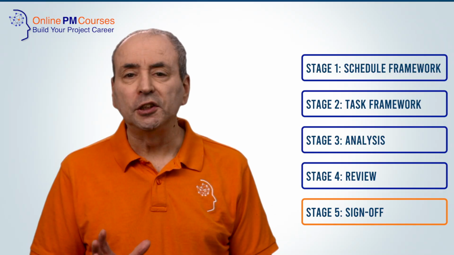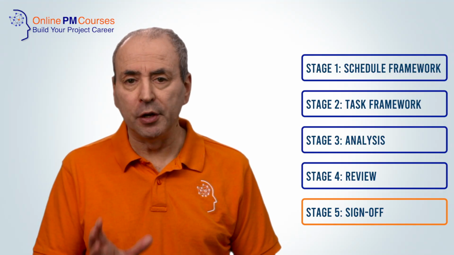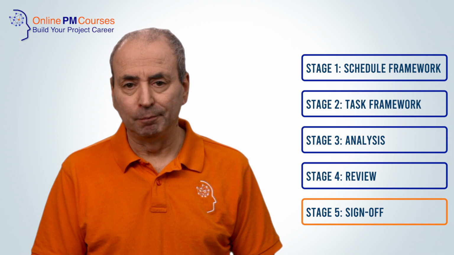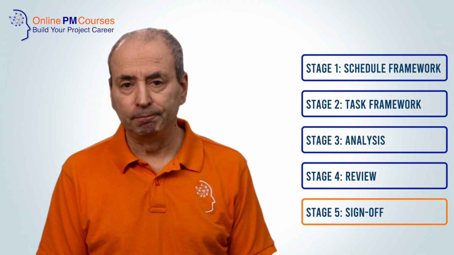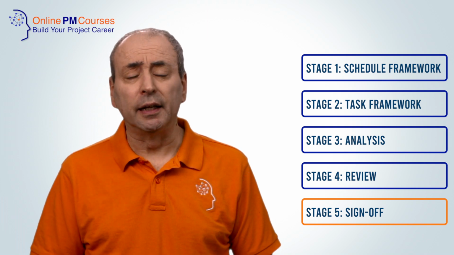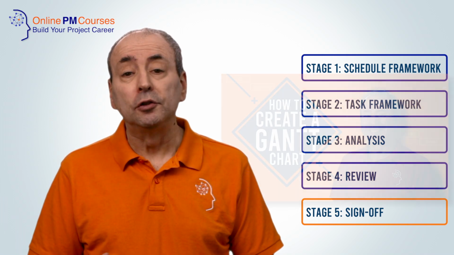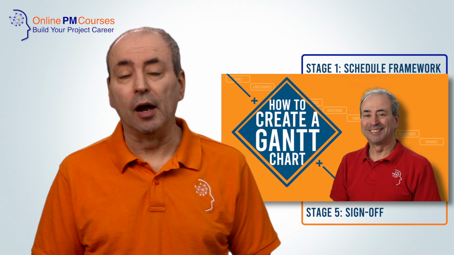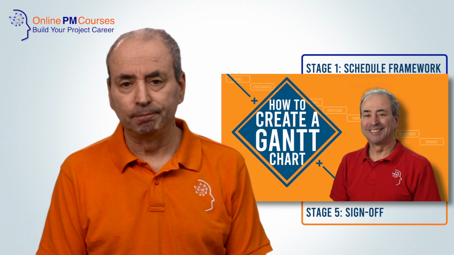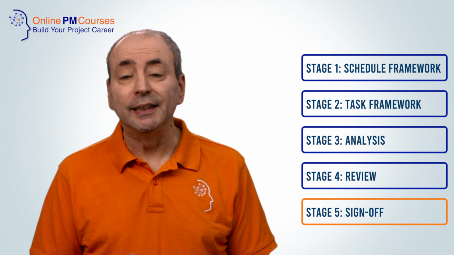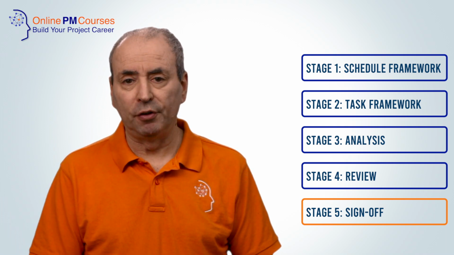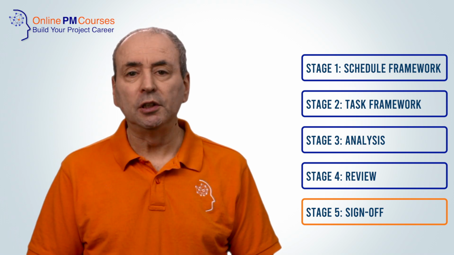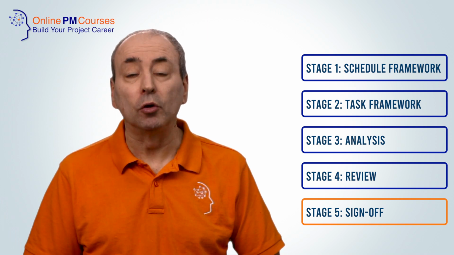Stage 5, sign off. Once you have all of the comments from your reviewers, you are ready. Step 18 is to create your final draft. This is likely to take the form of a Gantt chart, so do take a look at our companion video on how to create a Gantt chart. Step 19 is to submit your final schedule for sign-off by either your project sponsor, your client, your project board, or your steering group.